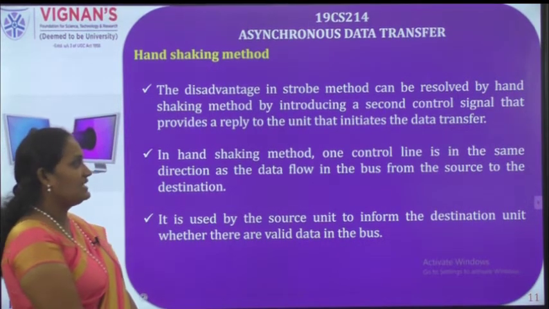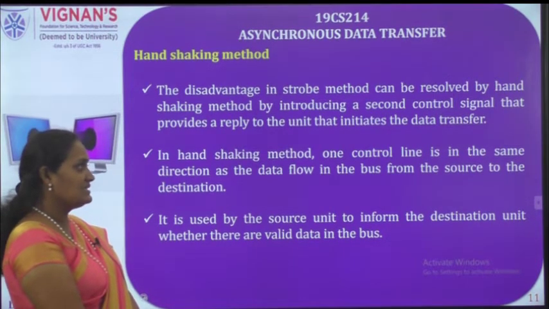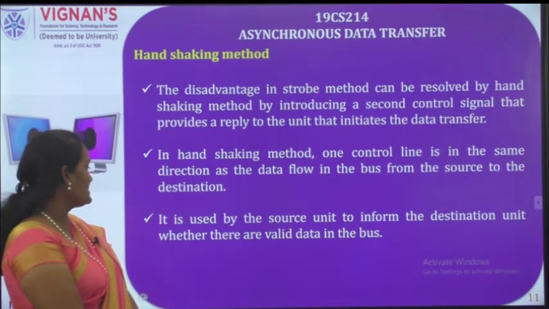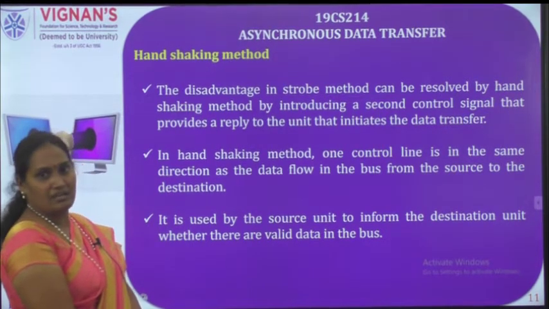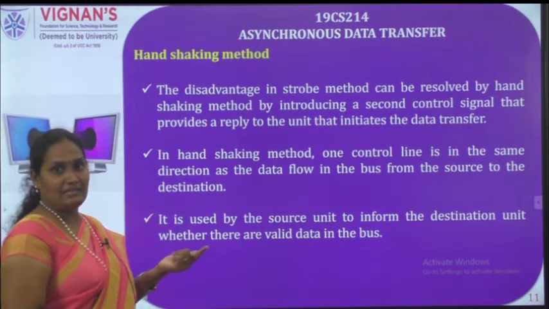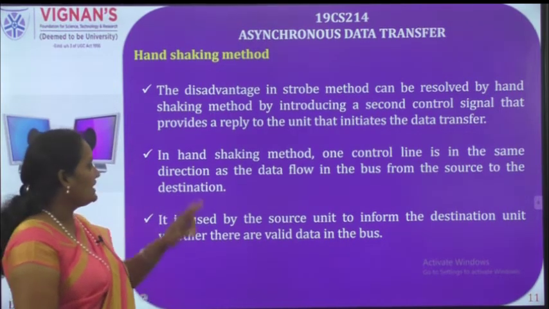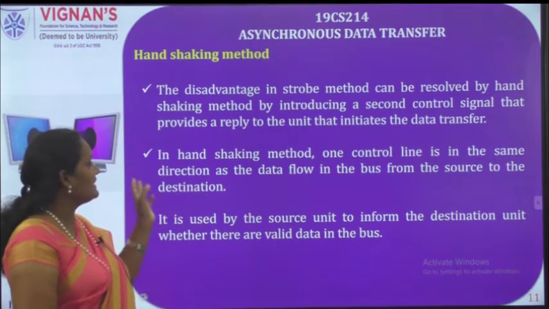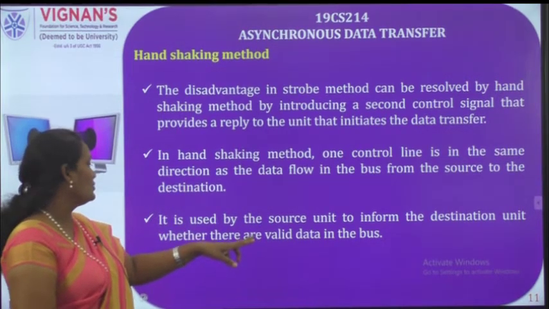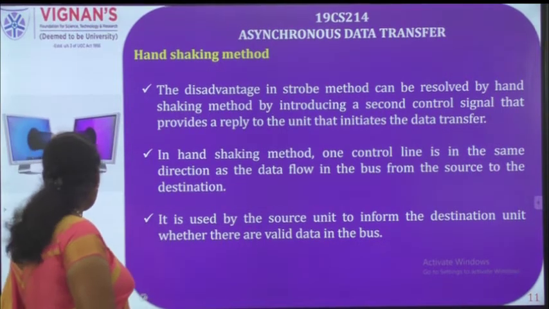In the handshaking method, one control line is in the same direction as the data flow in the bus, from the source to the destination. It is used by the source unit to inform the destination unit whether there are valid data or not. In addition to the data lines, the handshaking method includes two control lines. One control line is in the direction of data flow to intimate the destination unit whether there is any valid data in the bus or not.